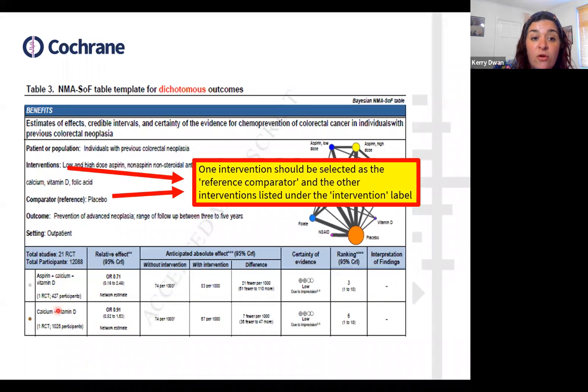So you can see here, we've got the different interventions in the first column, and then the relative effect from the network meta-analysis, and the certainty of the evidence for that network meta-analysis estimate. And it also includes ranking in this particular table as well.